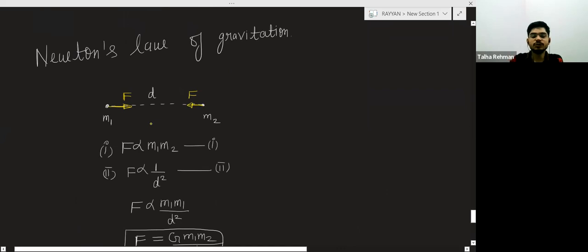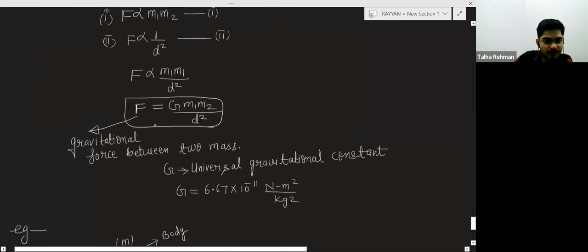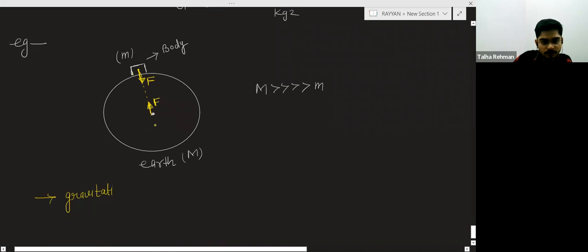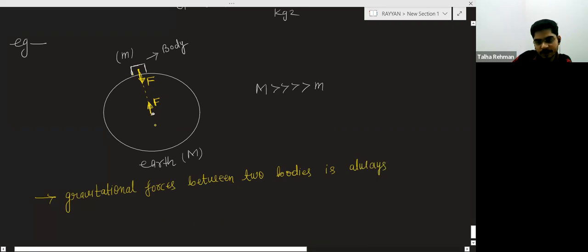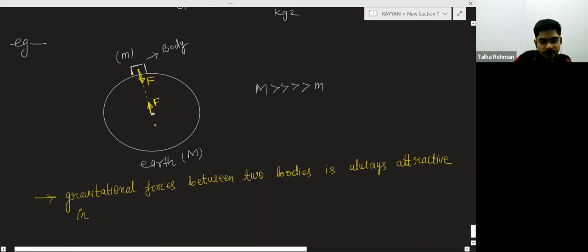What about the force between the two charges? That can be either attractive or repulsive, but the gravitational force is always attractive. So you can write here: gravitational force between two bodies is always attractive in nature.